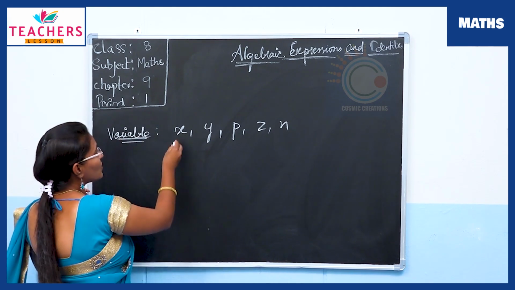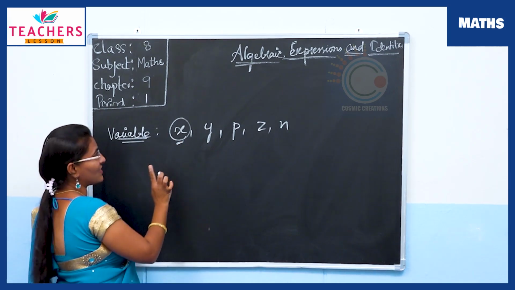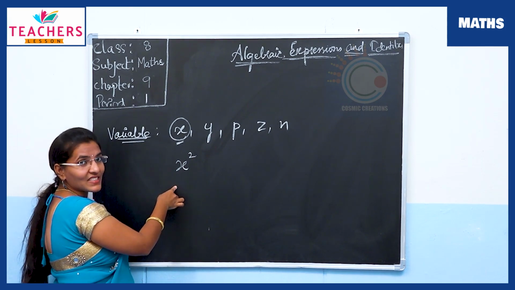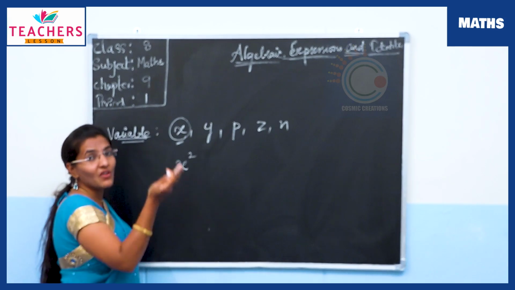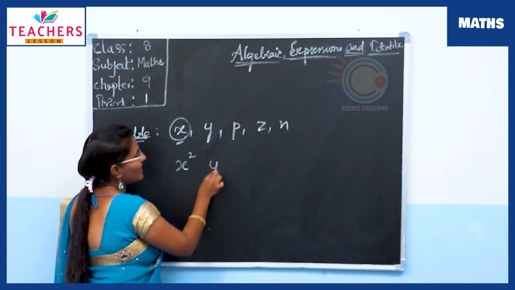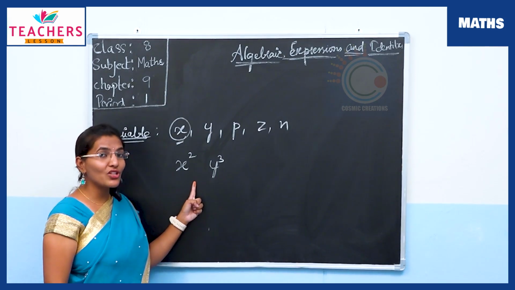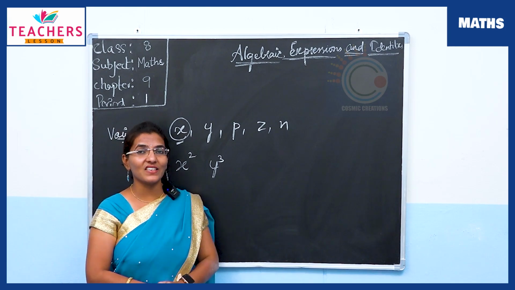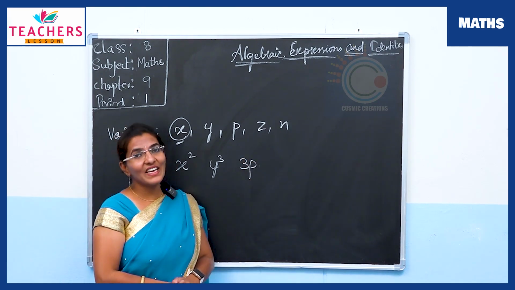How can I say? So, here we have x. Okay. So, this is the same as it is. So, if I write x square, is it a variable? Yes. This is also a variable with increasing value, isn't it? So, if I take y cube, okay, this is also a variable, but here the value is increasing, isn't it? So, if I take 3p, the value is increasing.